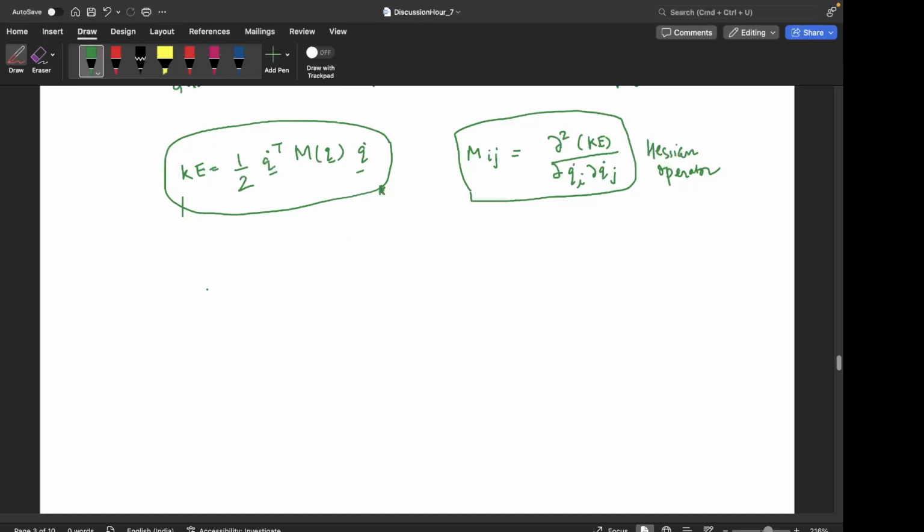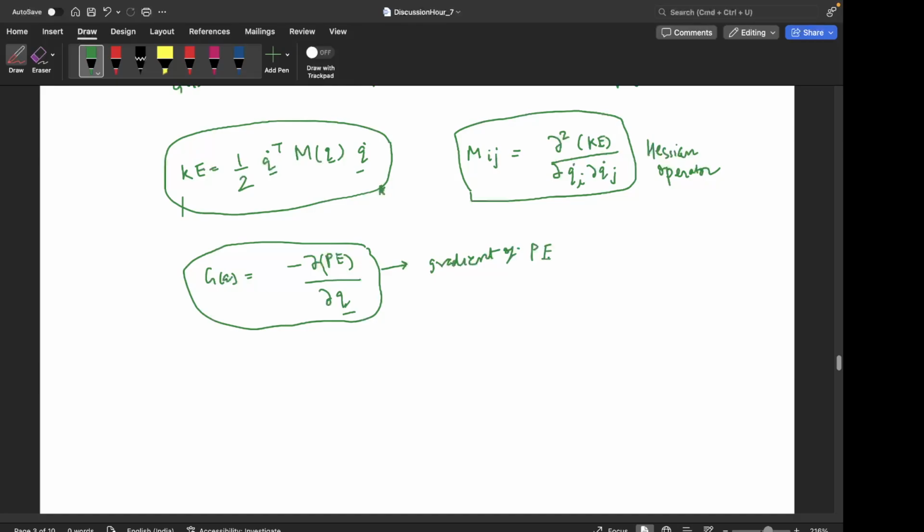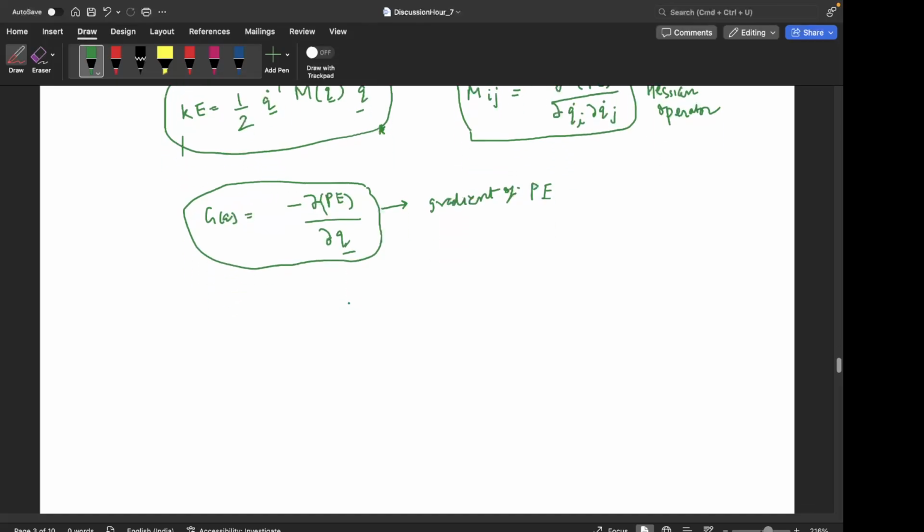Okay, now the other is that G(q) is basically minus del PE by del q. This is how G can be computed. So if we just need G, we can just take the gradient of the potential energy. If we differentiate the potential energy expression with respect to q, the joint positions, then we will get the expression of G.